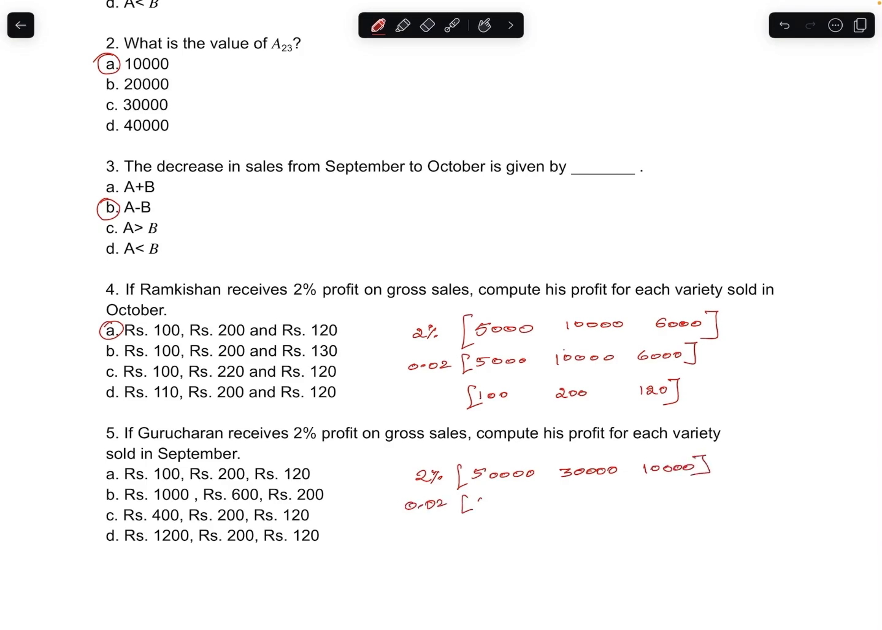0.02 times 50,000, 30,000 and 10,000. On multiplying, we get 1,000, 600 and 200. So the answer is option B.